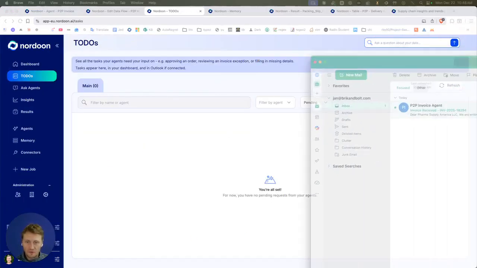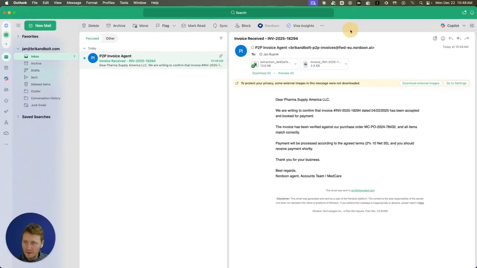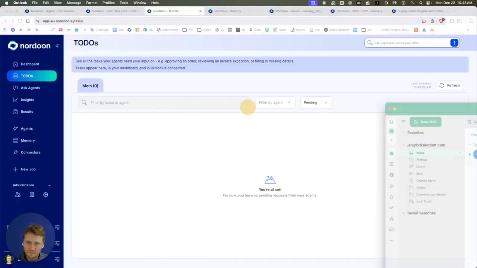And we get an automated email that says we are writing to confirm that the invoice has been accepted. It was verified against our purchase order, and the payment will be processed. The email also includes the data that was processed and the original invoice.